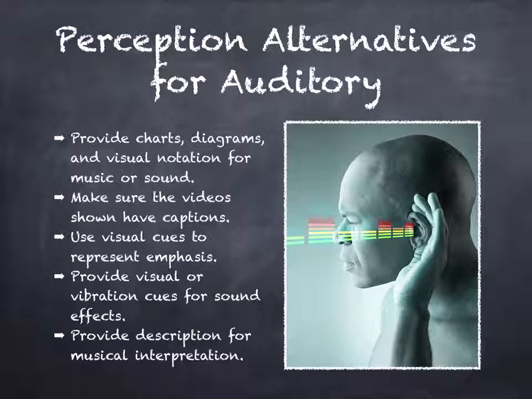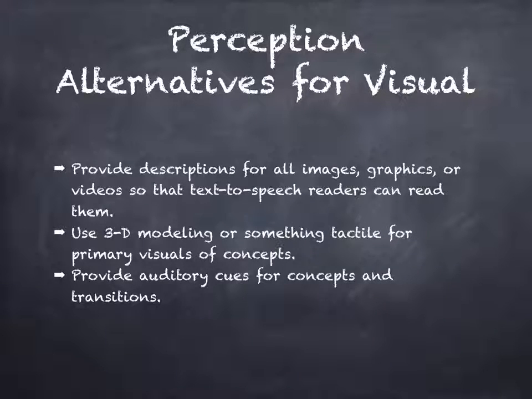So what are the ways that you would describe Beethoven's Fifth Symphony? Think about that when you're incorporating these into your classrooms. Then you've also got those who may have visual impairments. So you want to be sure to provide descriptions for all images, graphics, or videos so that a text-to-speech software can read them. So for those of you in the sciences, that 3D modeling aspect might be really useful for someone who has vision issues. So they can kind of feel the model and get an accurate image or idea of what's being discussed.